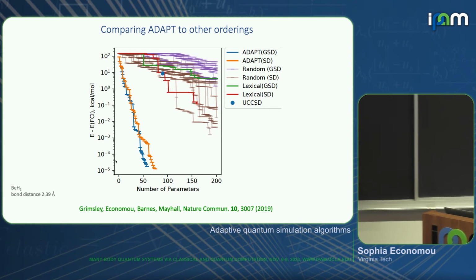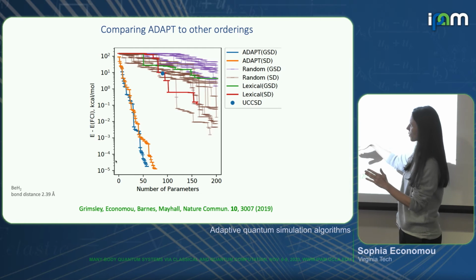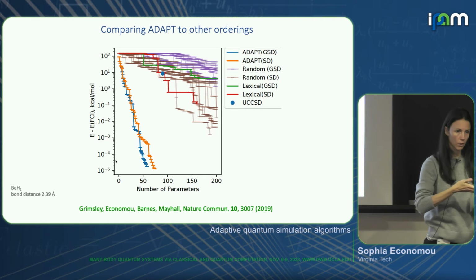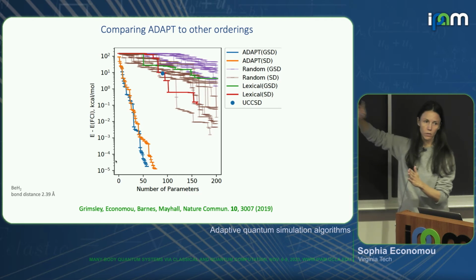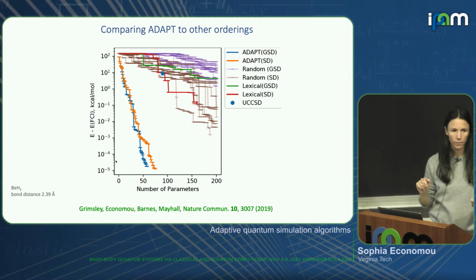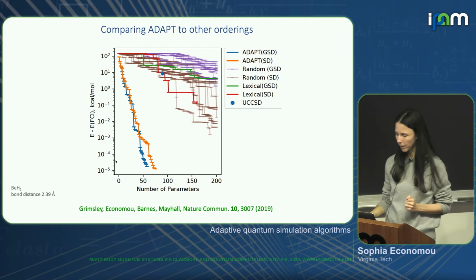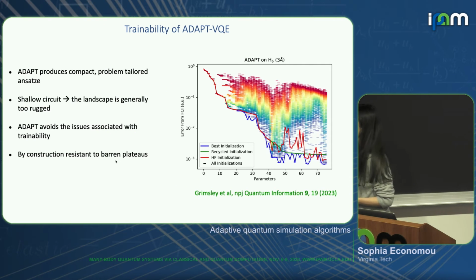You can see that on the y-axis you have the energy error as a function of how many parameters you need. You go much faster to the ground state with the ADAPT strategy compared to other options. So this is non-UCCSD, it's trotterized versions of UCCSD, which I think maybe addresses your question.